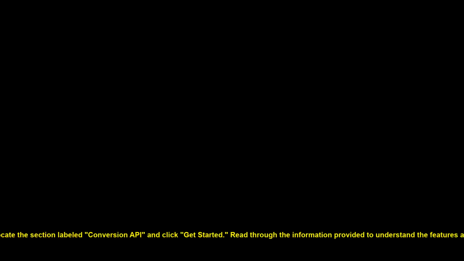Here, you will find an overview of the events you can track. To begin enabling the Conversion API, locate the section labeled Conversion API and click Get Started. Read through the information, click the Next button to proceed.